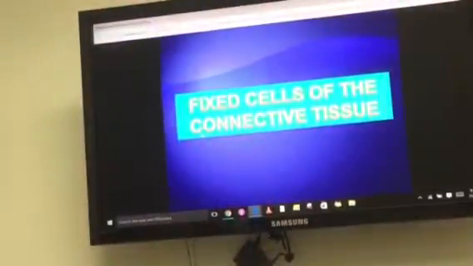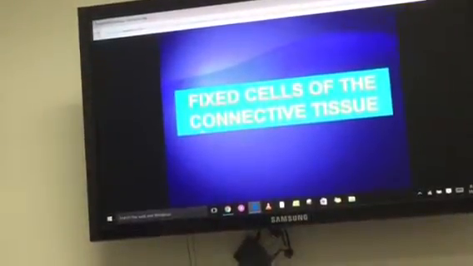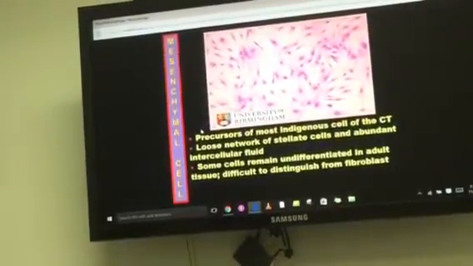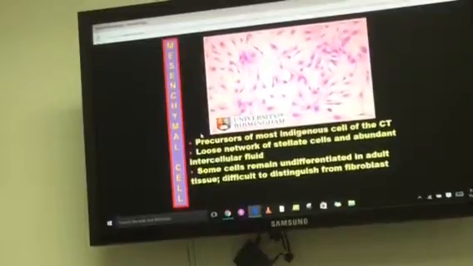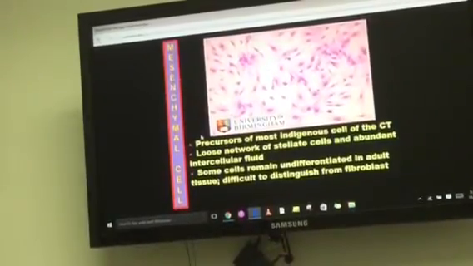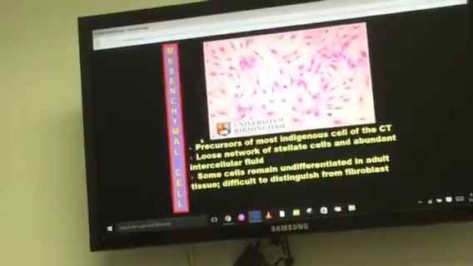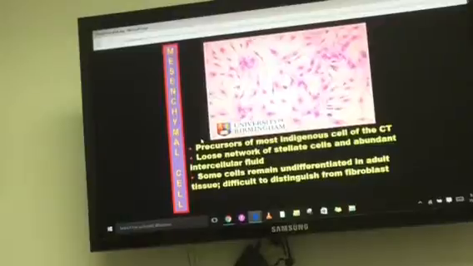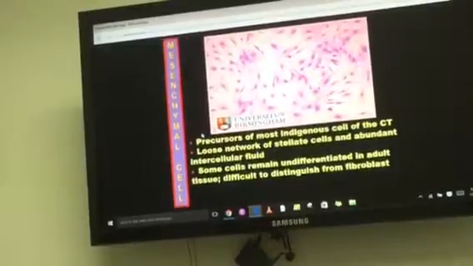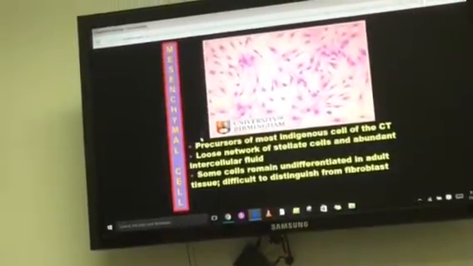Cool. Well, thanks. Okay, and then we're going to go into fixed cells of the connective tissue. So we have mesenchymal cells, the precursor of most indigenous cells of the CT, with a loose network of satellite cells and abundant intracellular fluid. Some cells remain undifferentiated in adult tissue, which is a difference to distinguish them from fibroblasts.